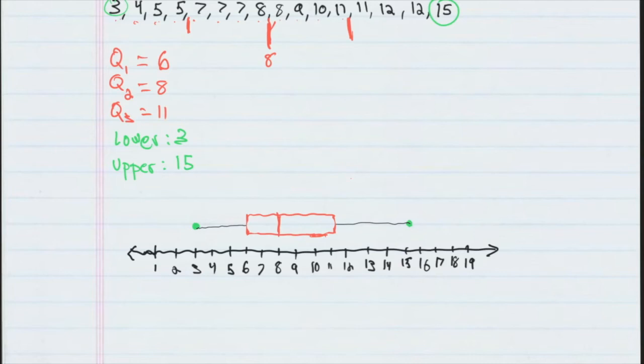So it's asking us to label it. So we'll just do that real quickly. So this one here is the lower. Then we have Q1, Q2, Q3, the upper.